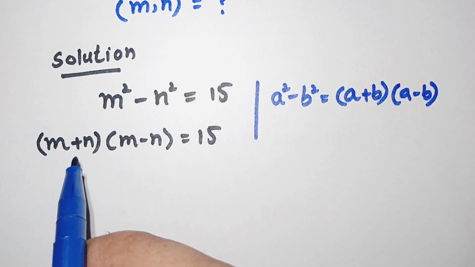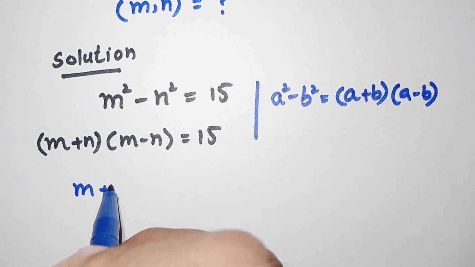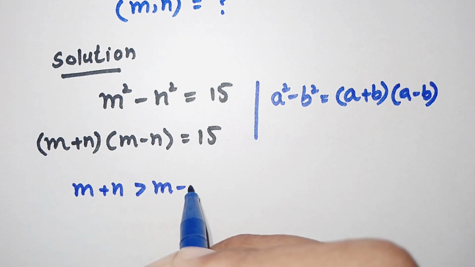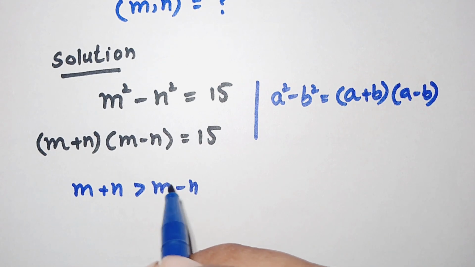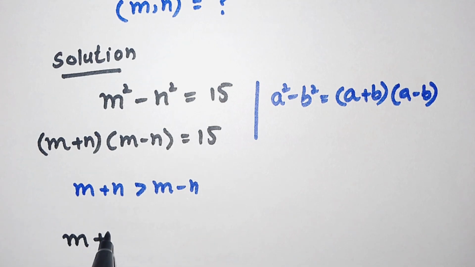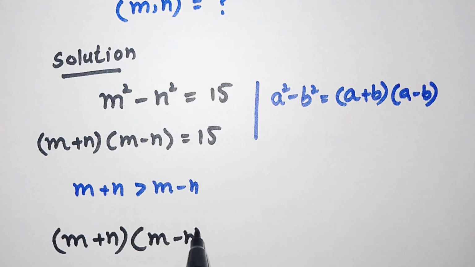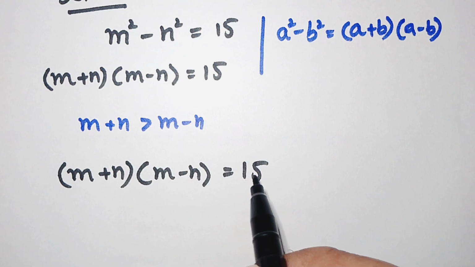Now to solve this, look here: m plus n is always greater than m minus n. m plus n is always greater than m minus n. So keep this condition in your mind. We have to write this again, that is m plus n times m minus n is equal to 15. Now we have to factorize this 15.